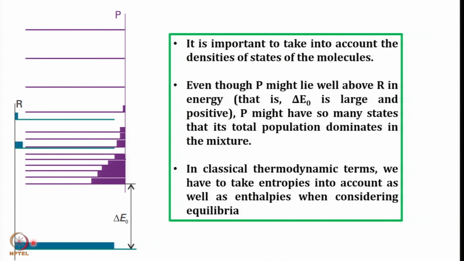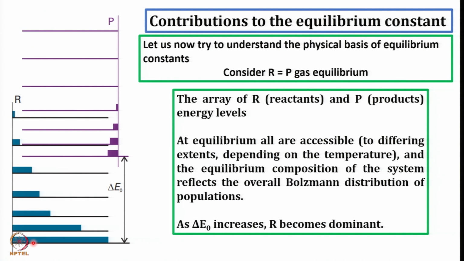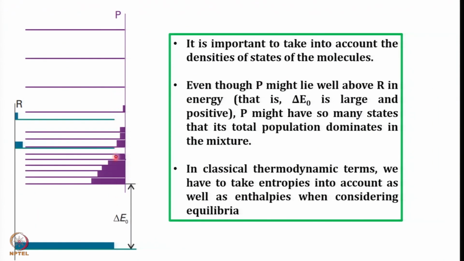I take you back to the previous case. Here the energy levels were similar, but in this kind of arrangement, the population of the states for reactants is dominating at equilibrium, and here the population of states at equilibrium is dominating for products. Now, if you note the comments written over here, what do the comments say? It is important to take into account the densities of the states of the molecules.